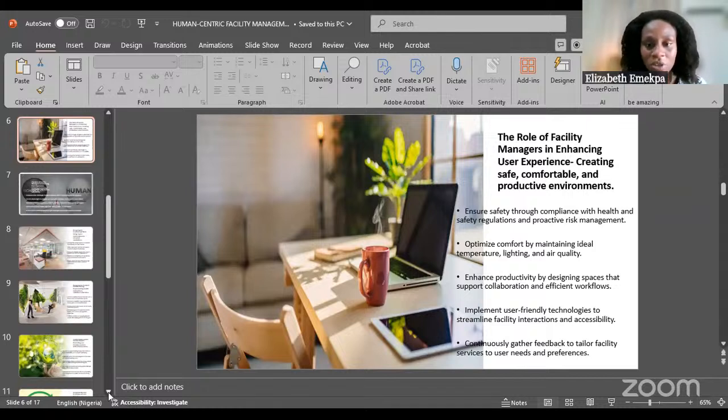All right. So now, as a facility manager, what are your roles in enhancing users' experience, curating safe, comfortable, and productive environments? What are your roles as a facility manager? One, ensure safety through compliance with health and safety regulations and proactive risk management. Okay. Oh, we have this Lagos State.